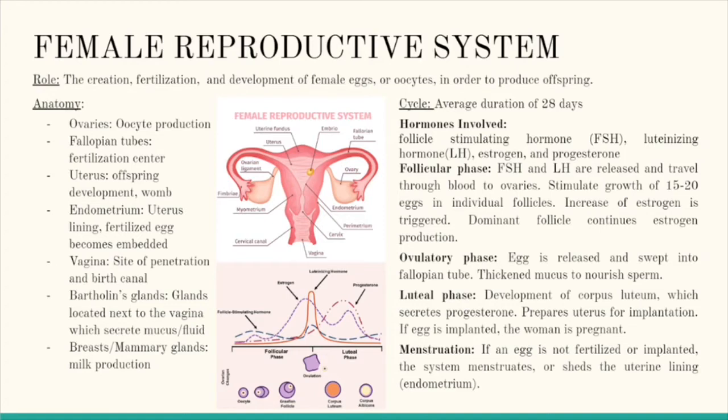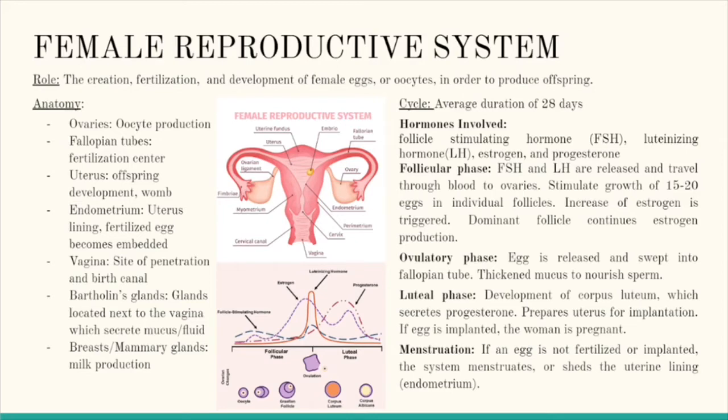Next is the vagina, which is the site of penetration, and it's the birth canal. The Bartholin's glands are located next to the vagina, and they secrete mucus and fluid. And lastly, you have the breast/the mammary glands, where the milk is produced and then fed to the offspring.